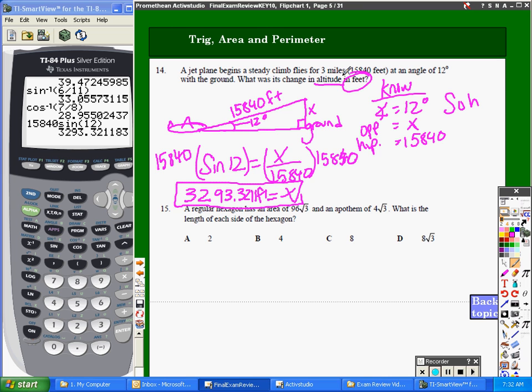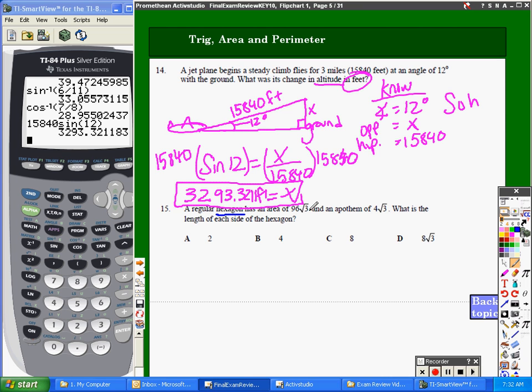For number 15, we kind of skip ahead to area and perimeter. And we have a regular hexagon. How many sides does that have? That has 6 sides. I'm going to want to know that. It has an area of 96 root 3 and an apothem of 4 root 3. And we want to know the length of each side of the hexagon.